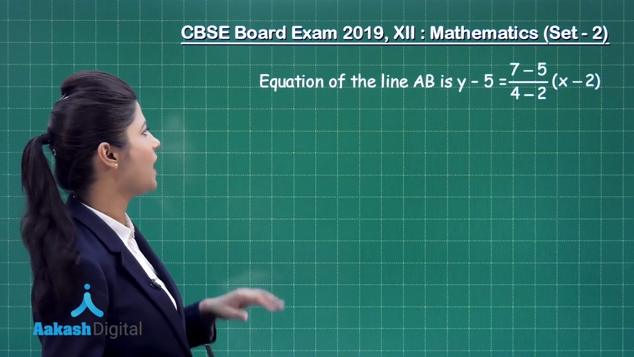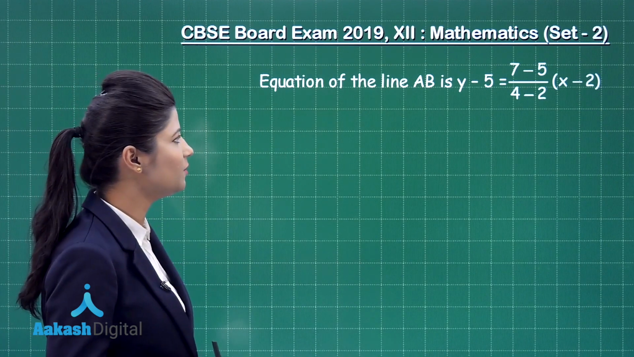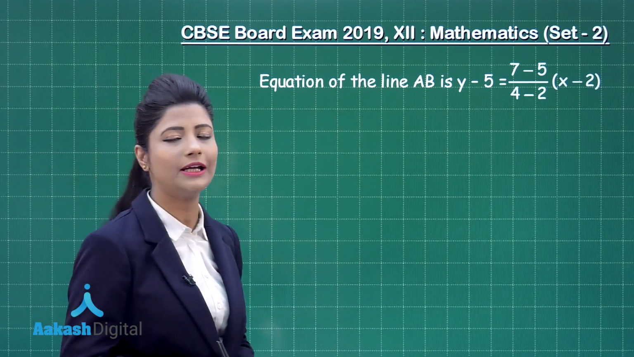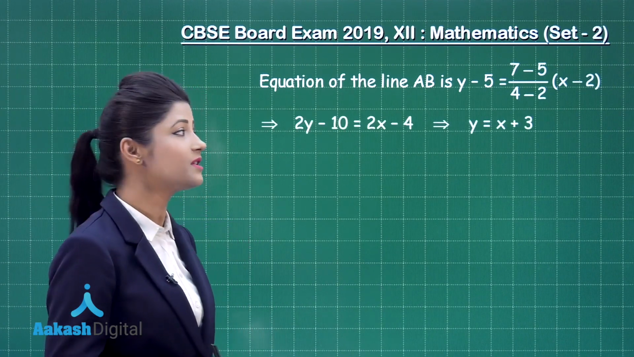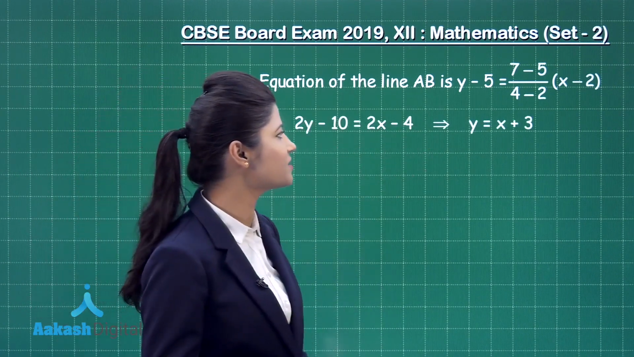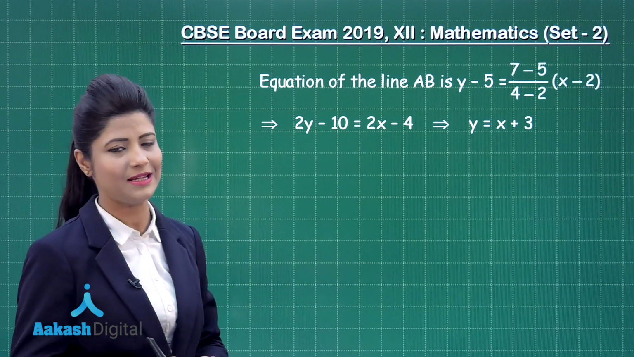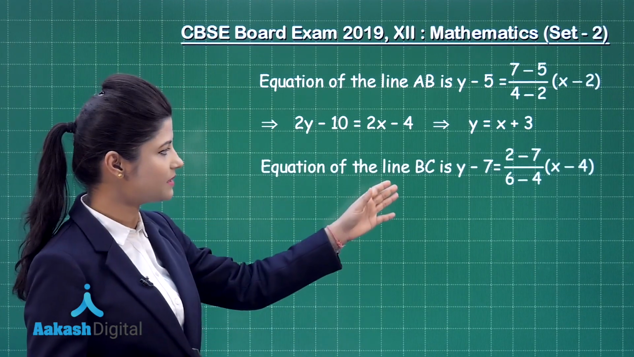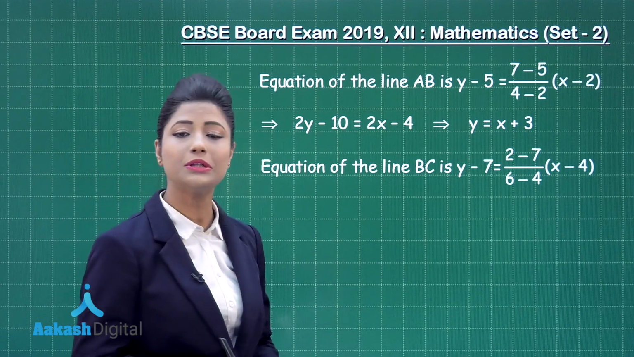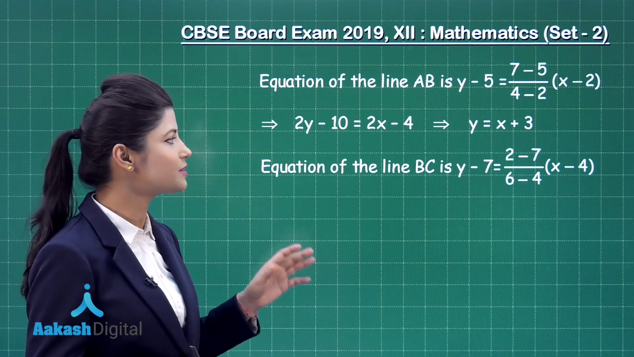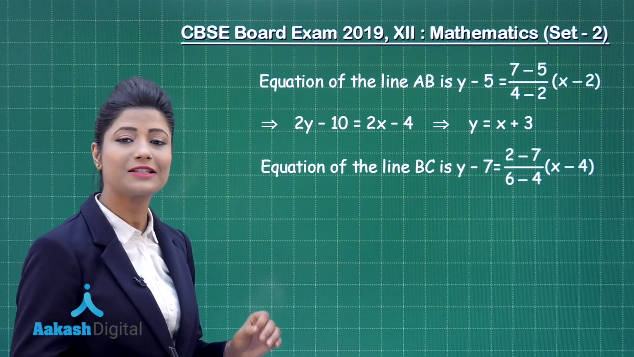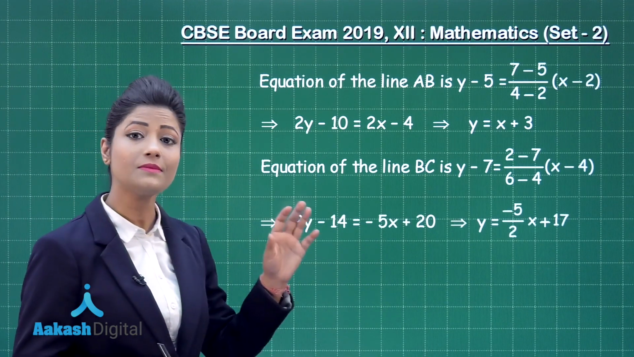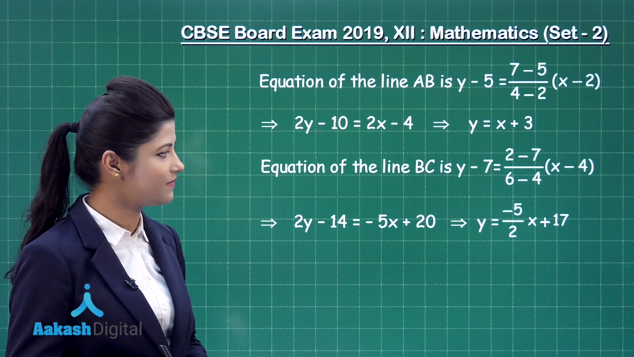So I get here the equation of the line AB given by y minus 5 equal to (7 minus 5) upon (4 minus 2) into (x minus 2). And when you simplify this, you get the required equation as y equal to x plus 3. Next, in similar manner, I can obtain the equation of the line BC, which is y minus 7 equal to (2 minus 7) upon (6 minus 4) whole into (x minus 4). When you simplify this, you obtain the equation y equal to minus 5x upon 2 plus 17.